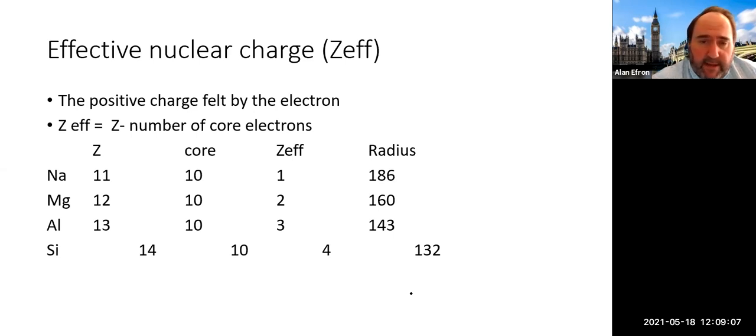So the first thing we're going to talk about is what's referred to as effective nuclear charge. Effective nuclear charge is sometimes referred to as Z effective, and you might have talked about this previously as well.